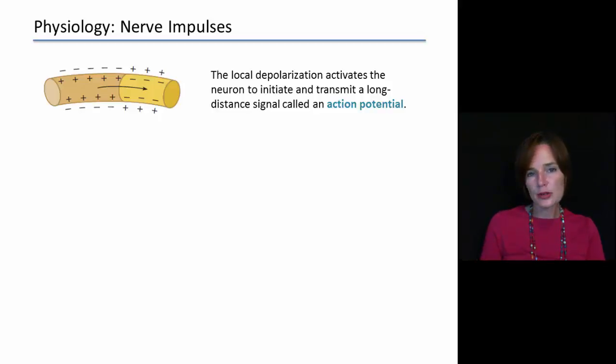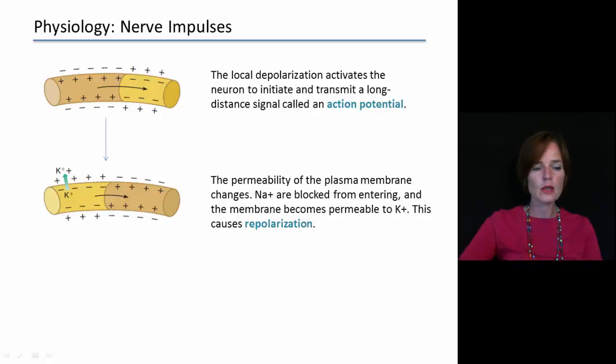So the local depolarization is going to activate the neuron, and when we activate the neuron, that is going to transmit a long distance signal, which we call an action potential. Notice the traveling of that depolarization happening in this particular neuron.